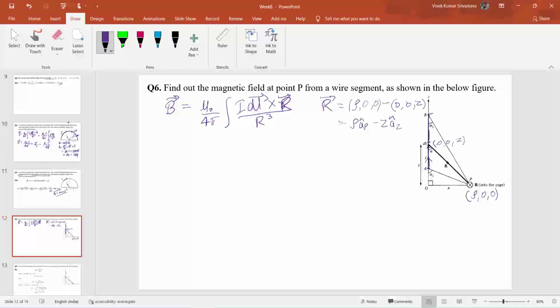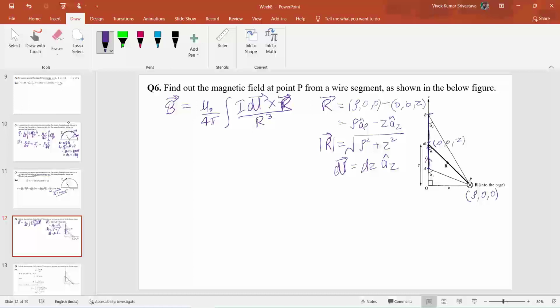So vector r is defined like that. Capital R, which is the magnitude of this vector r, is defined as the square root of ρ square plus z square. And the value of dl, particularly for this problem, is dl is equal to dz into az.